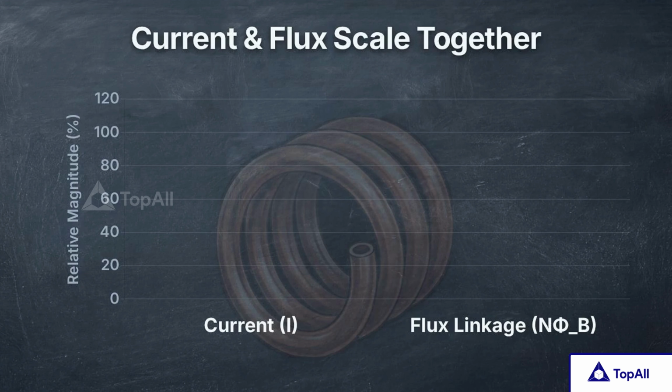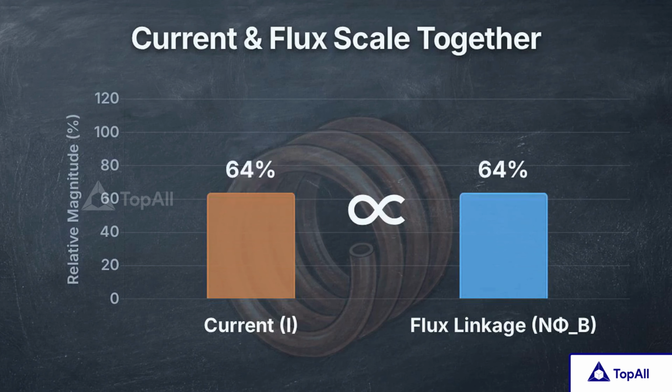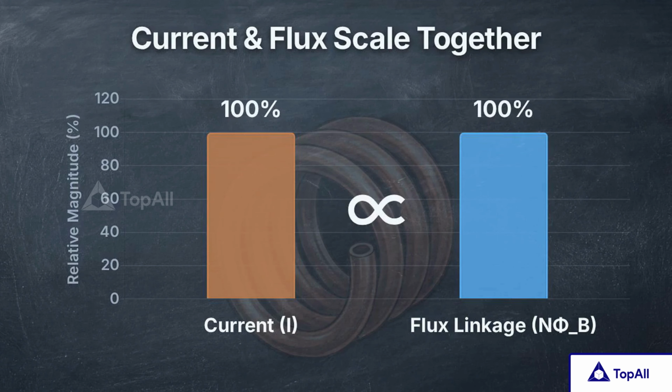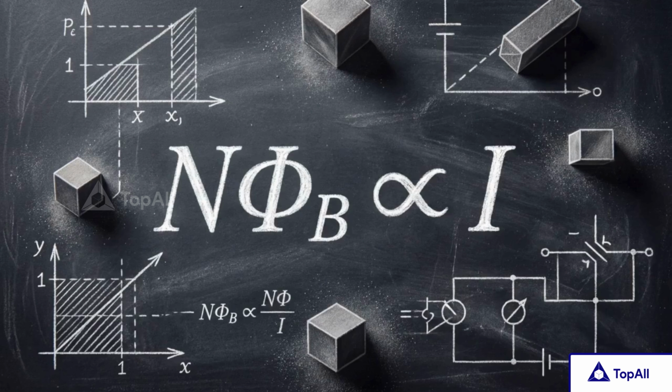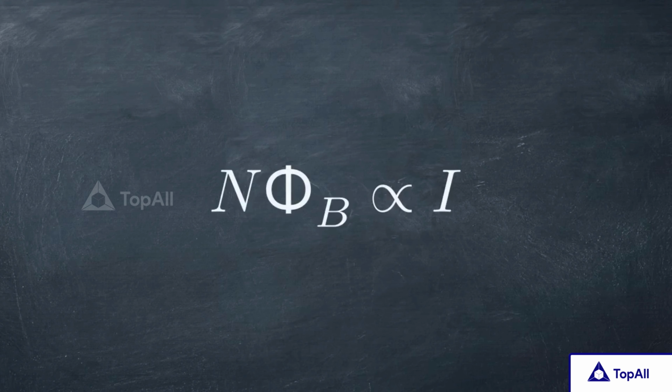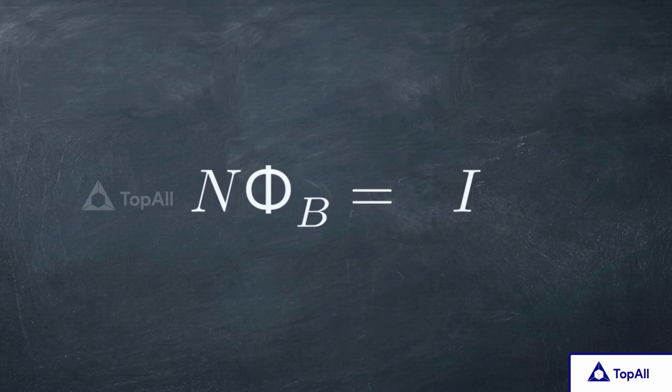As this animated chart illustrates, there is a perfect direct relationship at play here. As the amount of current flowing through the coil goes up, the total flux linkage scales up right alongside it. When two values move in lockstep, physicists link them into an exact equation using a constant of proportionality. That missing constant is the letter L. We drop it into the middle, and we get our final mathematical rule: NΦ_B = Li.